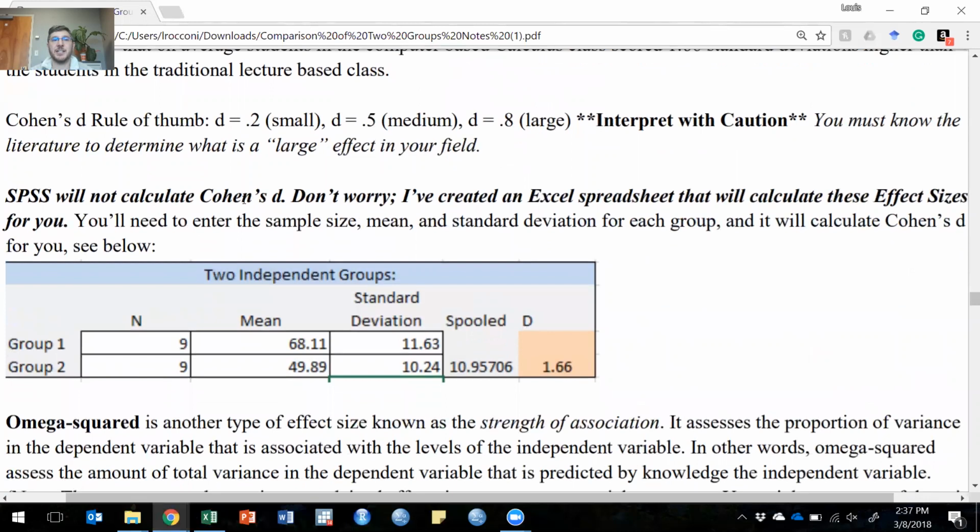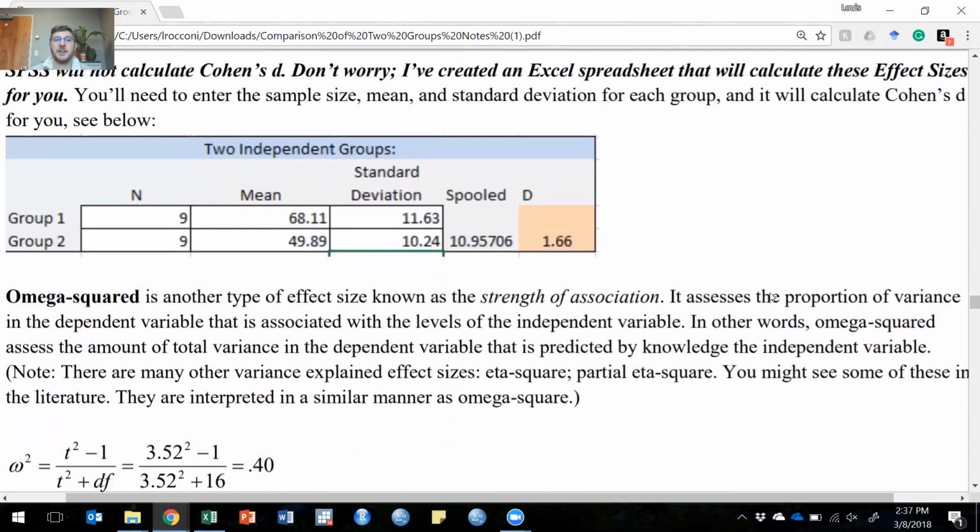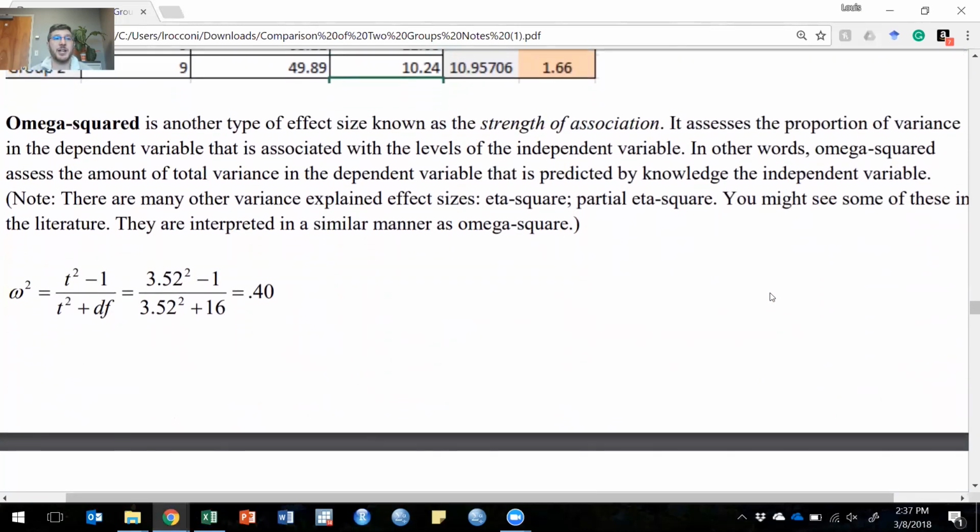Here I am using the Cohen's d calculator that I just showed you. And then we'll also do another type of effect size. Omega squared is known as the strength of association. It's actually related to the R squared that we calculated in a regression analysis, or what we call the coefficient of determination. And it's interpreted in the same manner as R squared from regression. It assesses the proportion of variance in the dependent variable that is associated or explained by the independent variable.